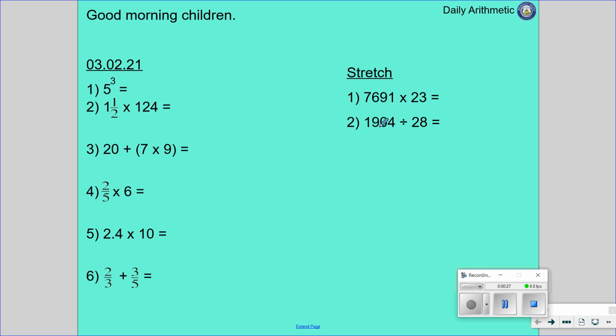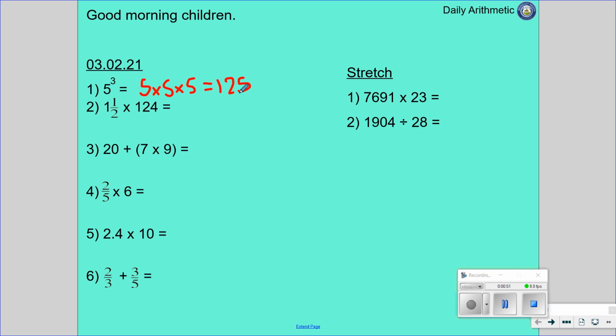Okay then. So for question 1, we have got 5 cubed. Remember that means 5 times 5 times 5. So 5 times 5 is 25, and then I had to times that by 5 as well, which gave me the answer 125.